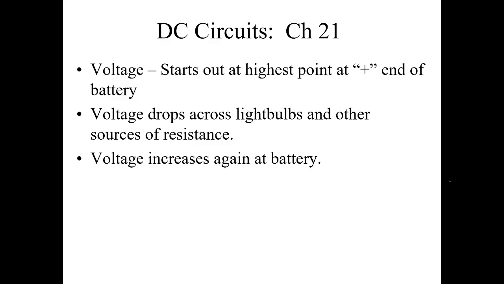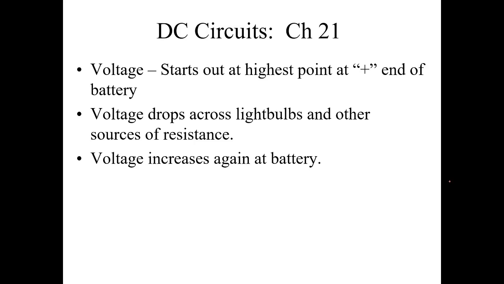In this video, we'll start talking about DC current circuits. And when you think about a circuit, I want you to think about the voltage starting at the highest point, the positive end of the battery. So you can imagine if you're running a race and you come charging out of the gate or from the starting line with as much voltage as possible. But if it's a long race, you're going to get tired. So similarly, the voltage is going to drop as it hits light bulbs and other sources of resistance.